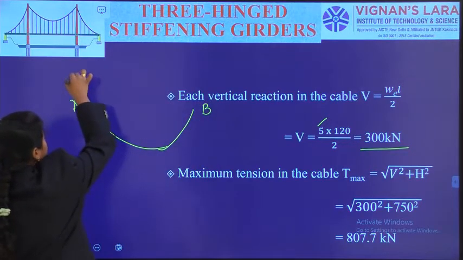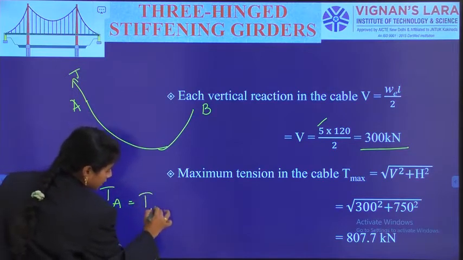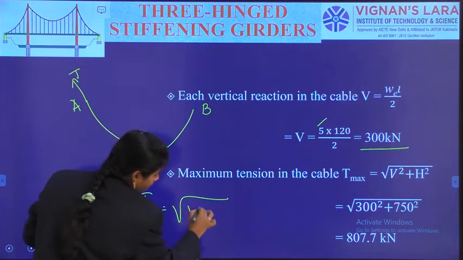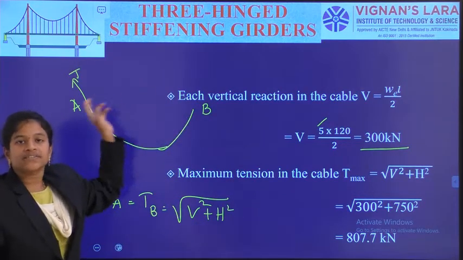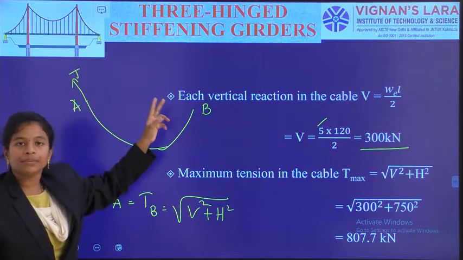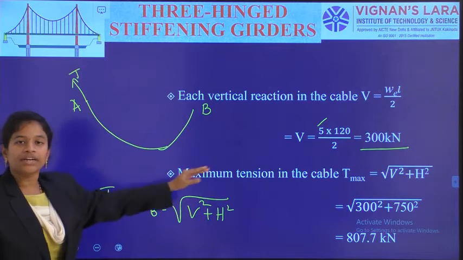What is it T? This T will be TA is equal to TV is equal to under root V square plus H square, because at the two supports the vertical component and horizontal component will be equal. Why is it equal? As I am giving the symmetrical uniformly distributed load.